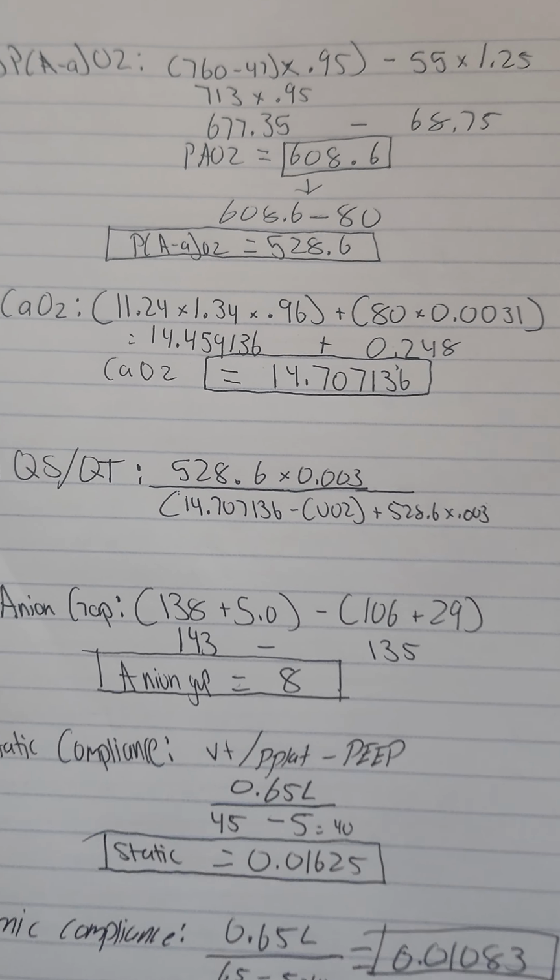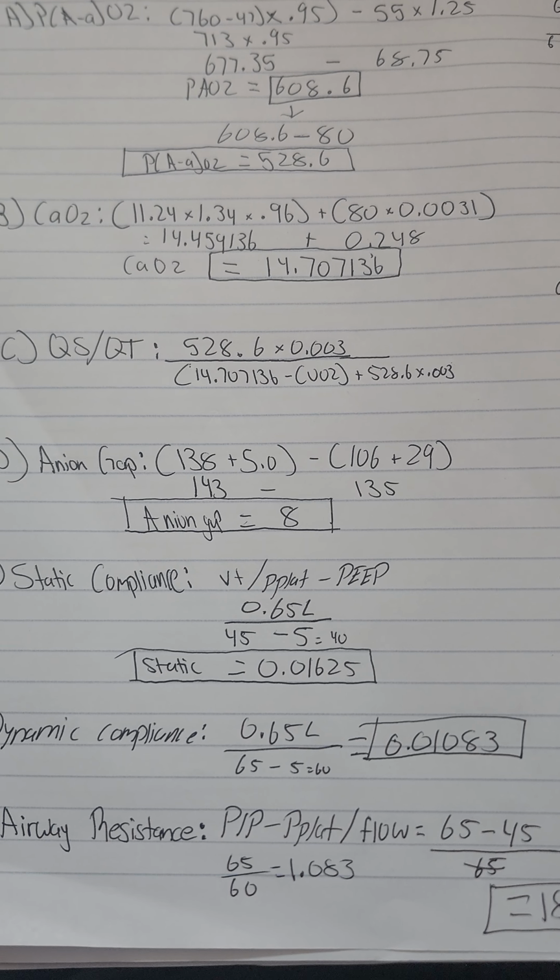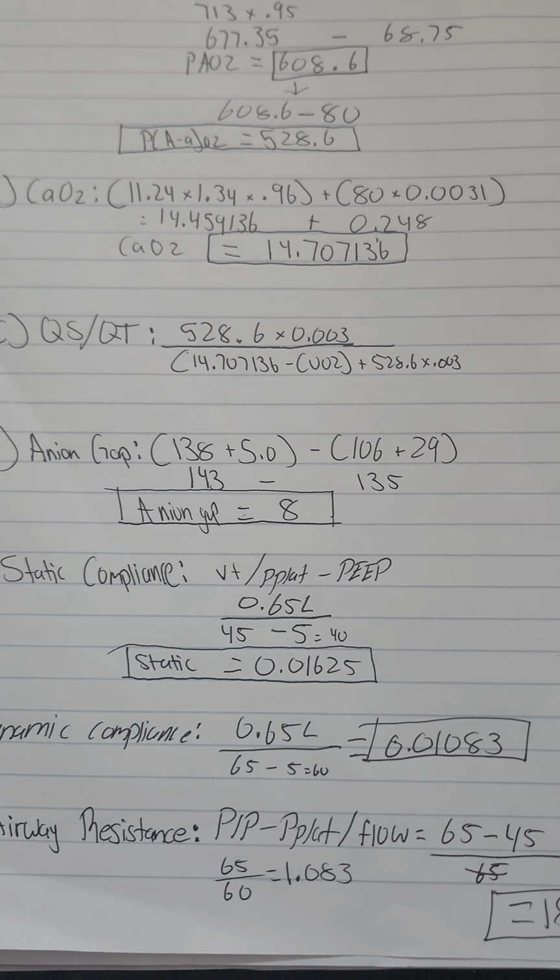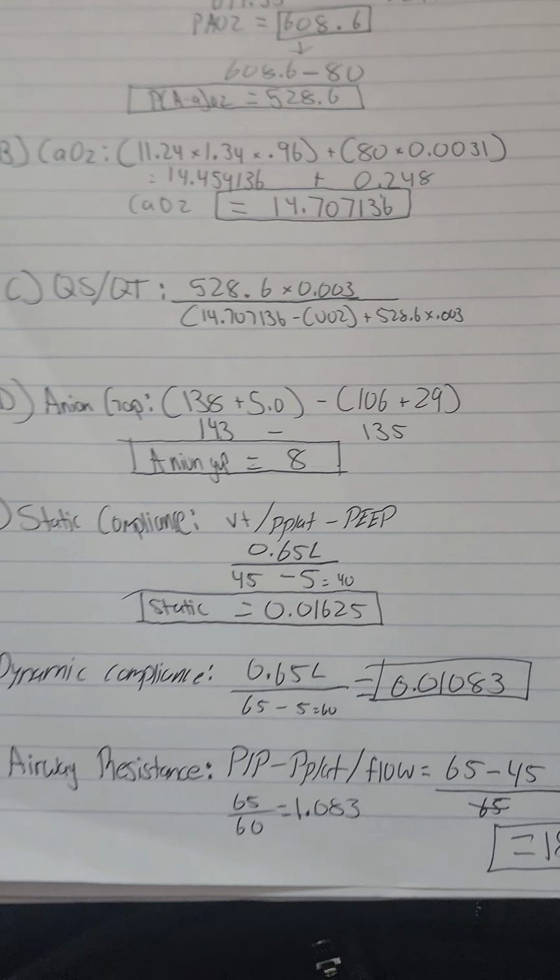And then for the static compliance, that's tidal volume divided by the plateau pressure minus PEEP. And for the PEEP, we'll just use the assumed value of 5. And then to find the tidal volume, I did minute ventilation divided by respiratory rate, and it got me 0.65 liters or 650 milliliters, but I'll use liters. Divide that by the plateau minus 5, which equals 40. So the static is 0.01625. And that falls within the normal value range.